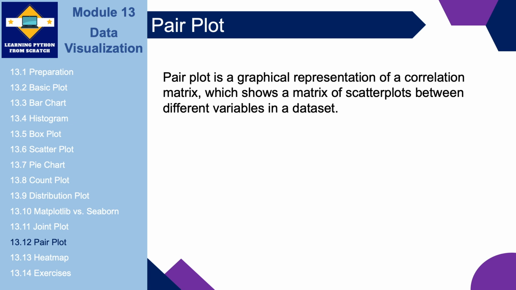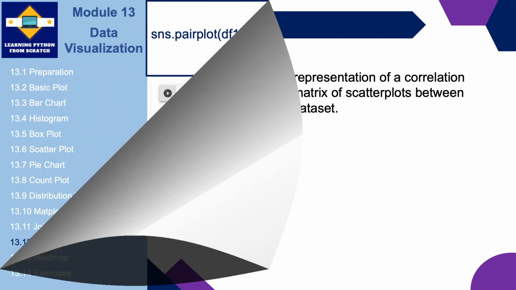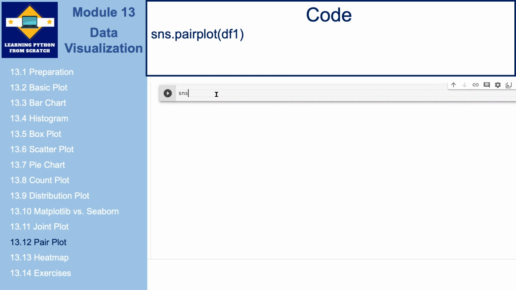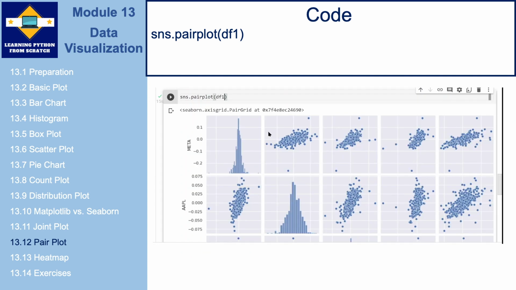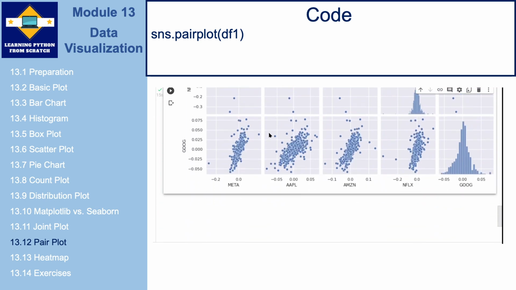Pair plot is a graphical representation of a correlation matrix which shows a matrix of scatter plots between different variables in a dataset. Now we are going to show the pairwise relationship among the stock returns of the 5 stocks. So here we use Seaborn pairplot. Because we have 5 stocks, it will take some time because we are going to have 5 times 5 scatter plots. So the Seaborn pairplot method generates scatter plots for every 2 columns in the data frame. And now you should be able to see the 25 scatter plots.